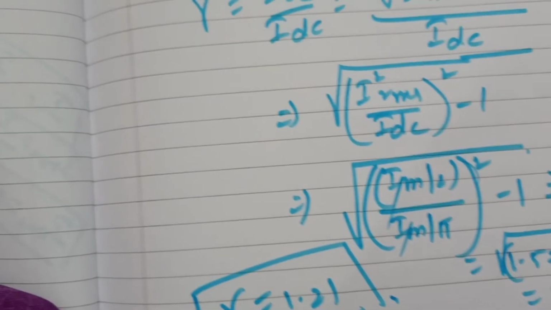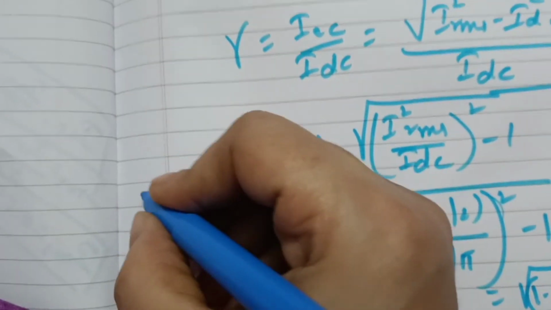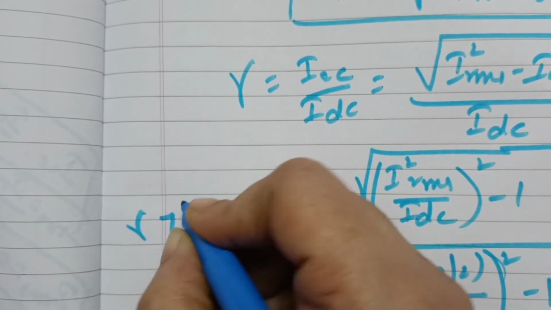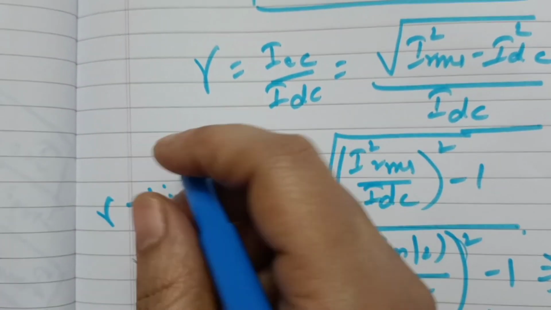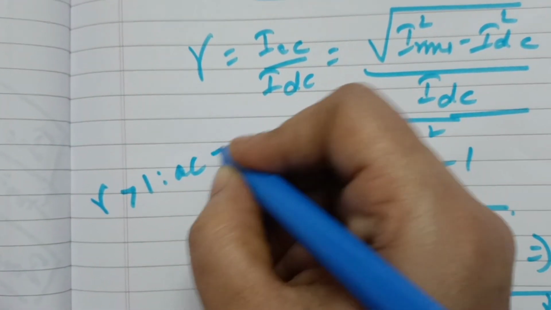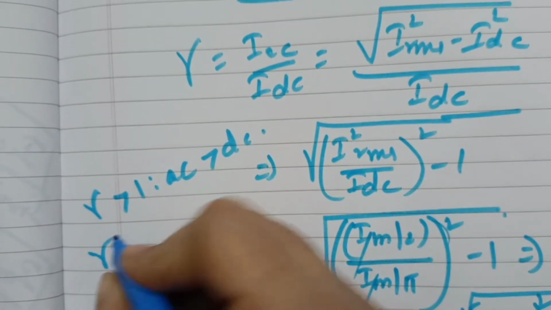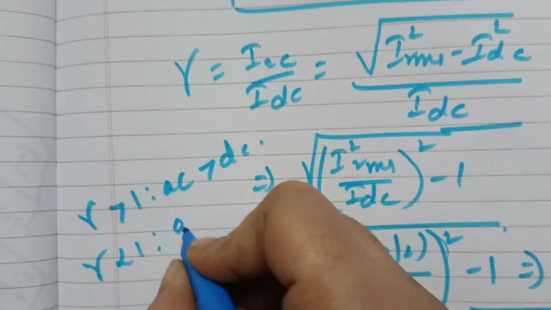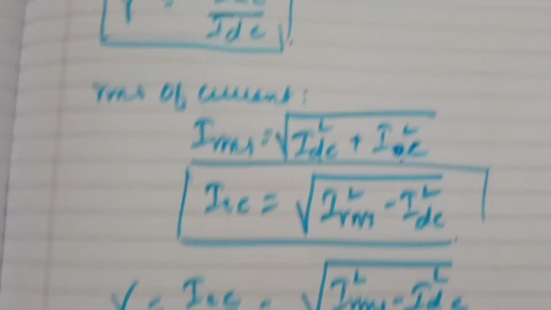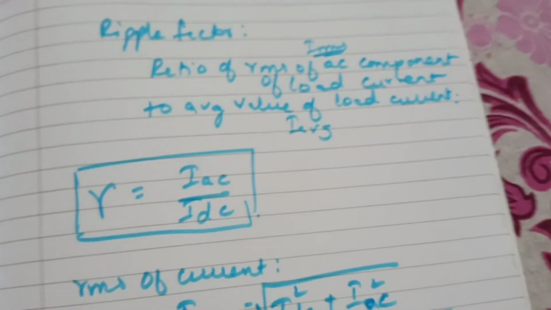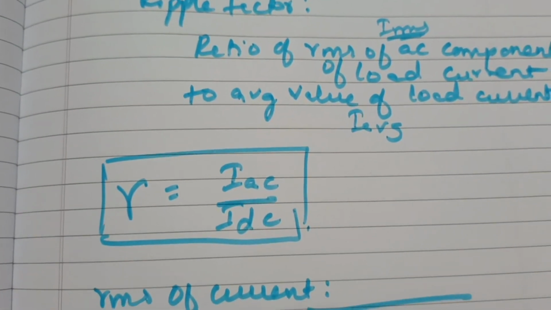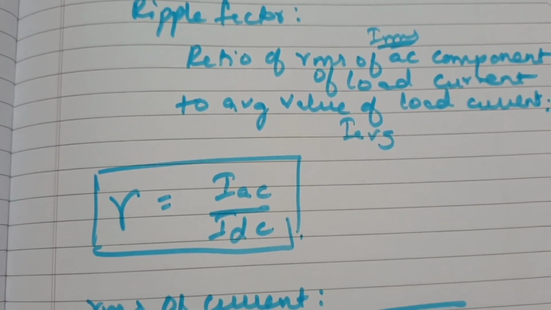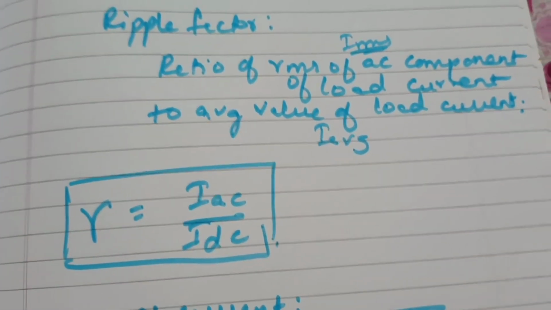Okay, so see, if the ripple factor is greater than 1, the RMS value of AC component is greater than the DC. AC is greater than DC then. Okay, if the ripple factor is less than 1, then AC is lesser than DC. Okay, clear? This is how the ripple factor is found for half wave rectifiers. I hope this is clear.